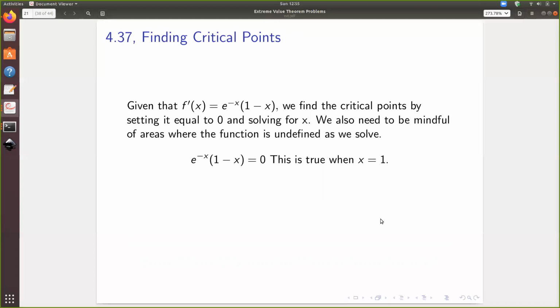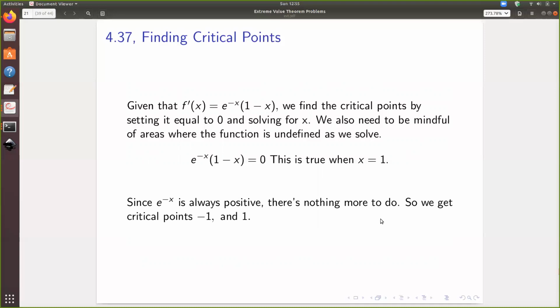So given that we have this derivative, we find critical points by setting it equal to 0 and solving for x. We also need to be mindful of areas where this function is undefined as we solve. There's not too much to do here. It's very clear that if we plug in 1, we get 0, and e to the negative x is positive for all of our values ever, so we don't really have to worry about anything else. So here we get critical points, which is 1 from our deductions and negative 1 from our endpoint. But 1 also, incidentally, is one of our endpoints. So, pick your poison.